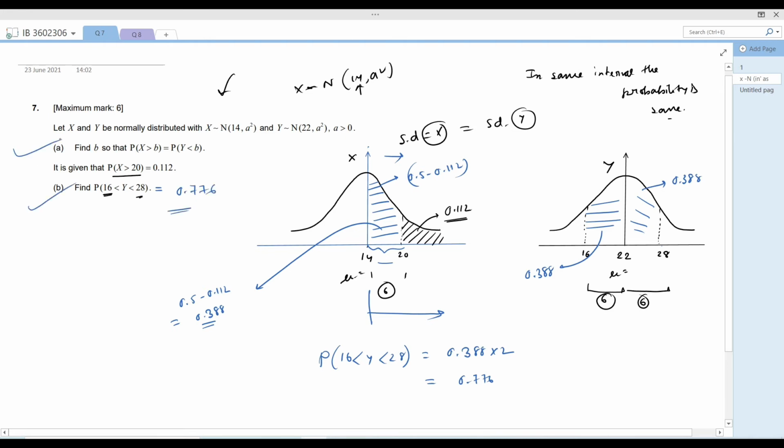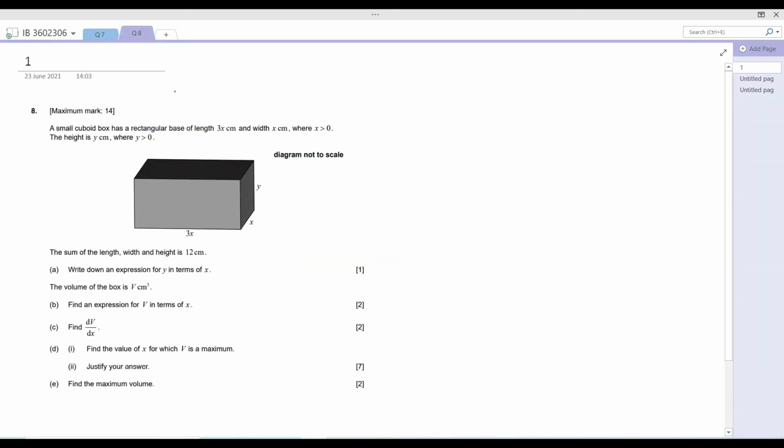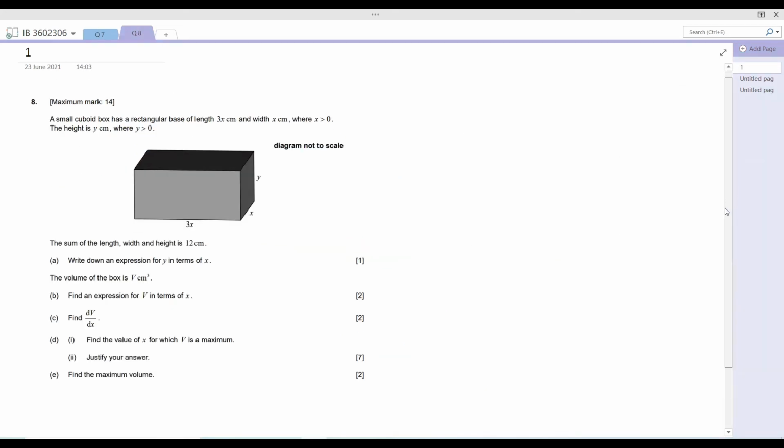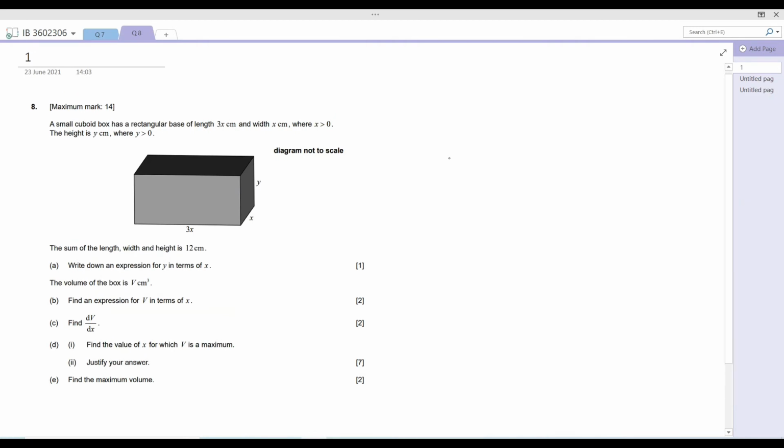Now we will move towards question number 8. Question number 8 is also an easy question, and you just need some basic knowledge and it will be cleared.